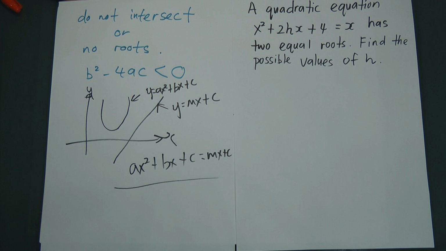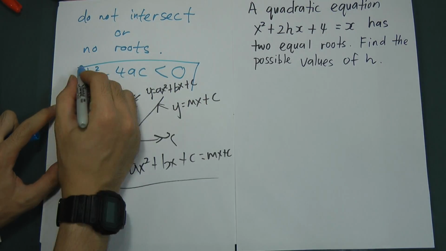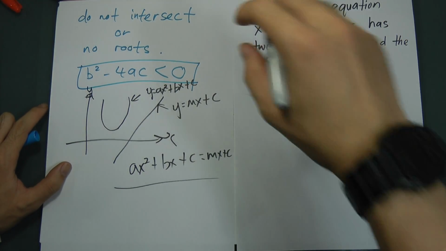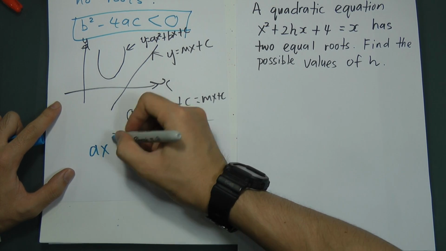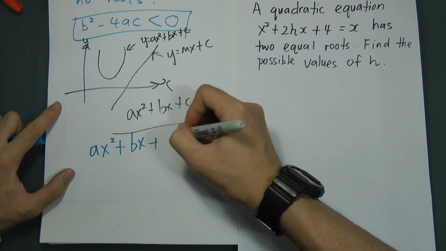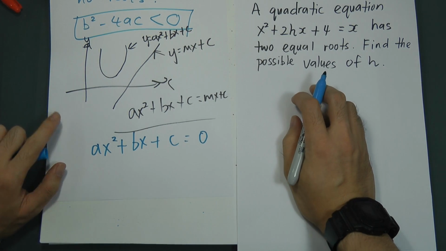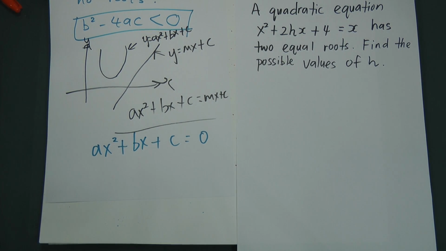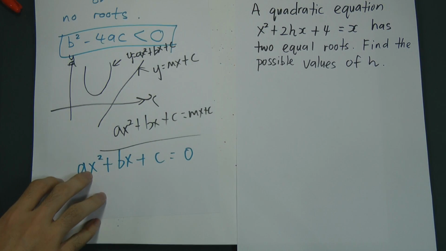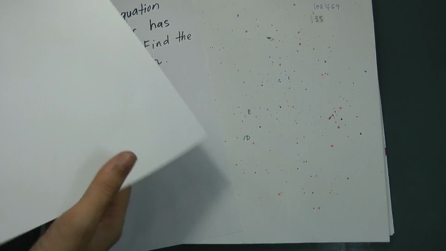Of course, I think some of the students do not understand what b squared minus 4ac means and how to get it. In order to use this formula, you must rearrange your equation to become ax squared plus bx plus c equal to 0, then only we can take a, b, c. I will explain this in the question, so do not waste your time. Now we go straight into the first question.